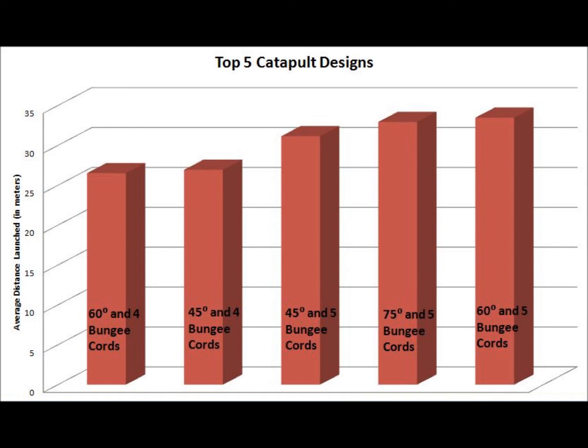As you can see, using higher launch angles such as 45, 60, or 75 degrees, along with using 4 or 5 bungee cords, produced the best results for the distance the golf ball was launched.